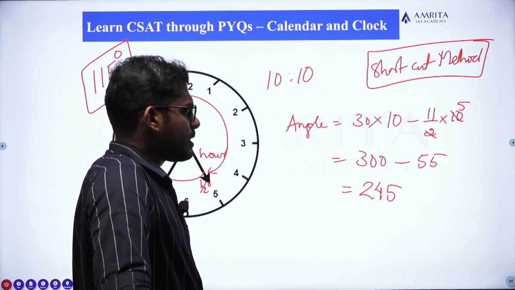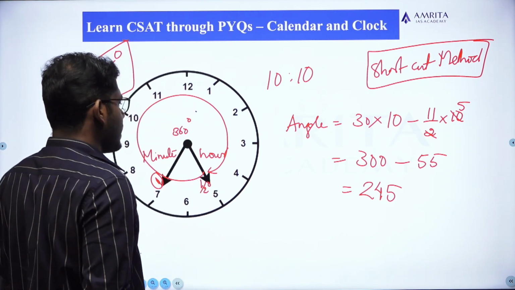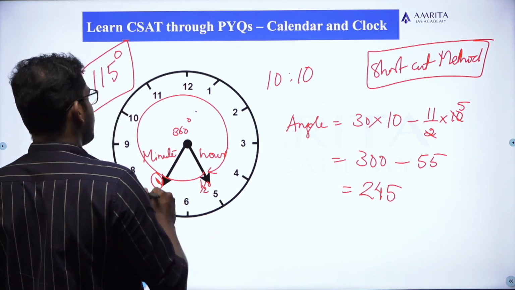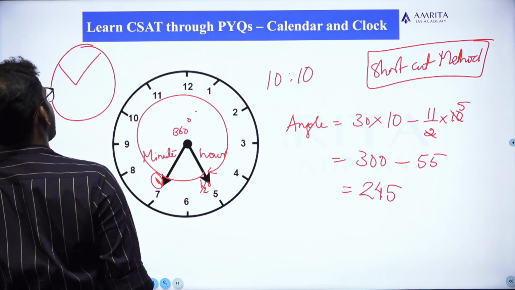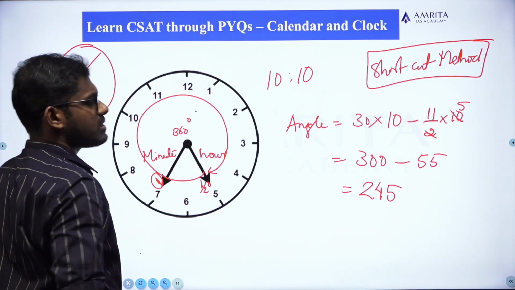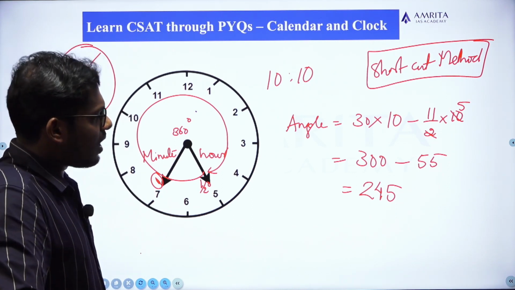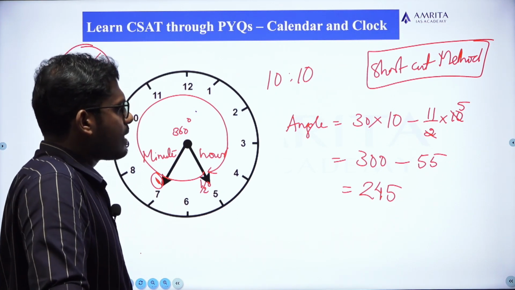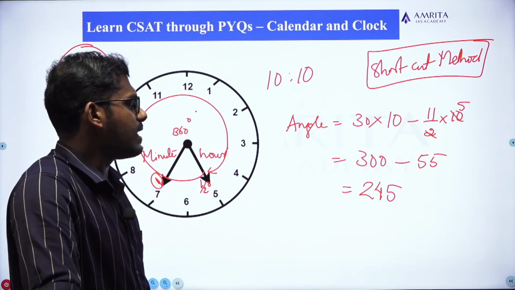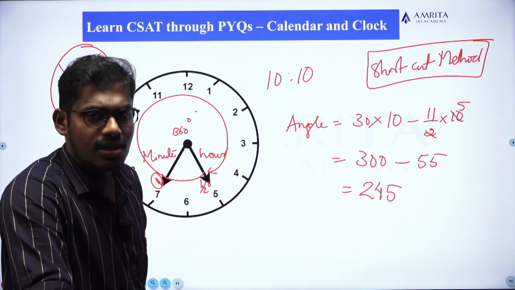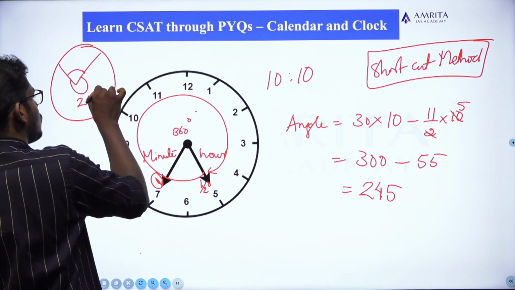So 300 minus 55 is 245. Clear? But see, if you analyze an angle of 245 degrees, for example, if you draw the time 10:10, this will be the shortest angle made by the hour hand and minute hand. Clear? Okay. But it is asked to find the angle, but it is given that the angle is 245 degrees. Clear?